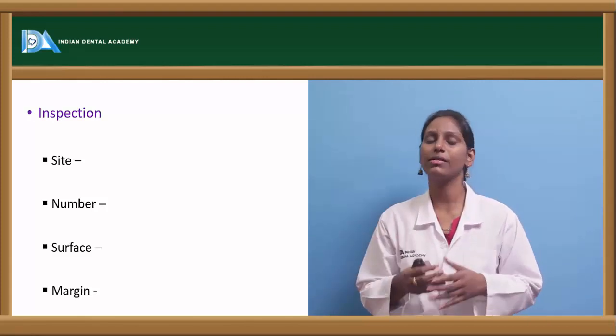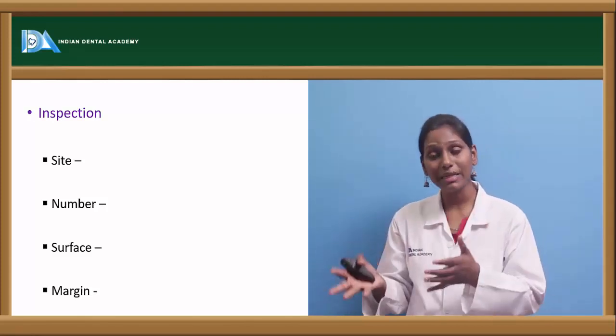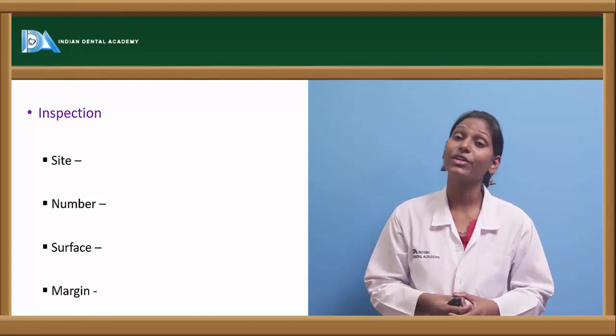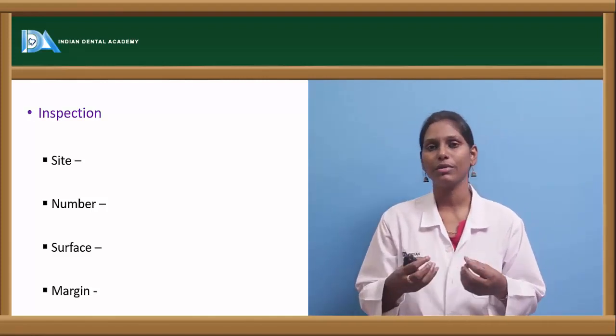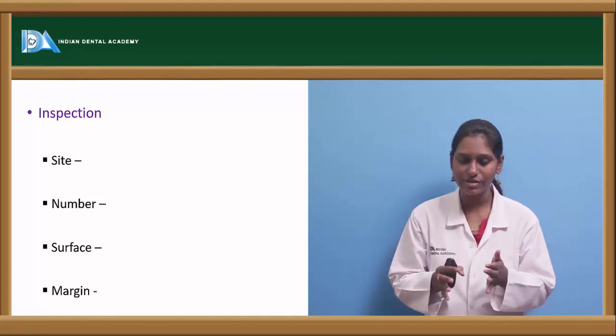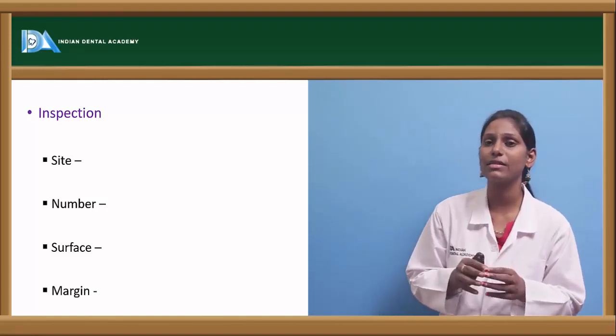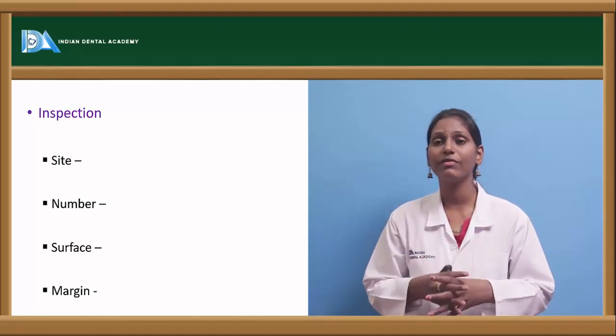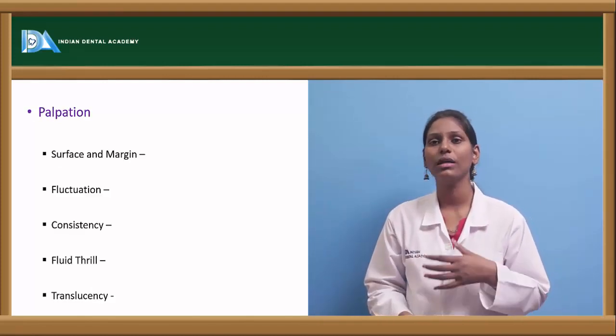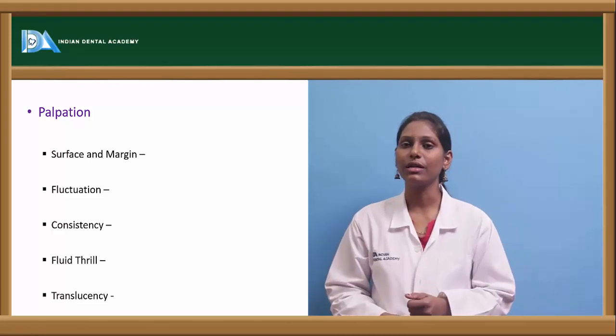When you're talking about number, is it a solitary cyst or multiple cysts? Why? Because sebaceous cysts are usually multiple in number. So by number also we can come to some kind of diagnosis. And surface: usually the cyst surface is smooth, and the margins are well defined in the case of a cyst. So based upon this also we can come to a conclusion.